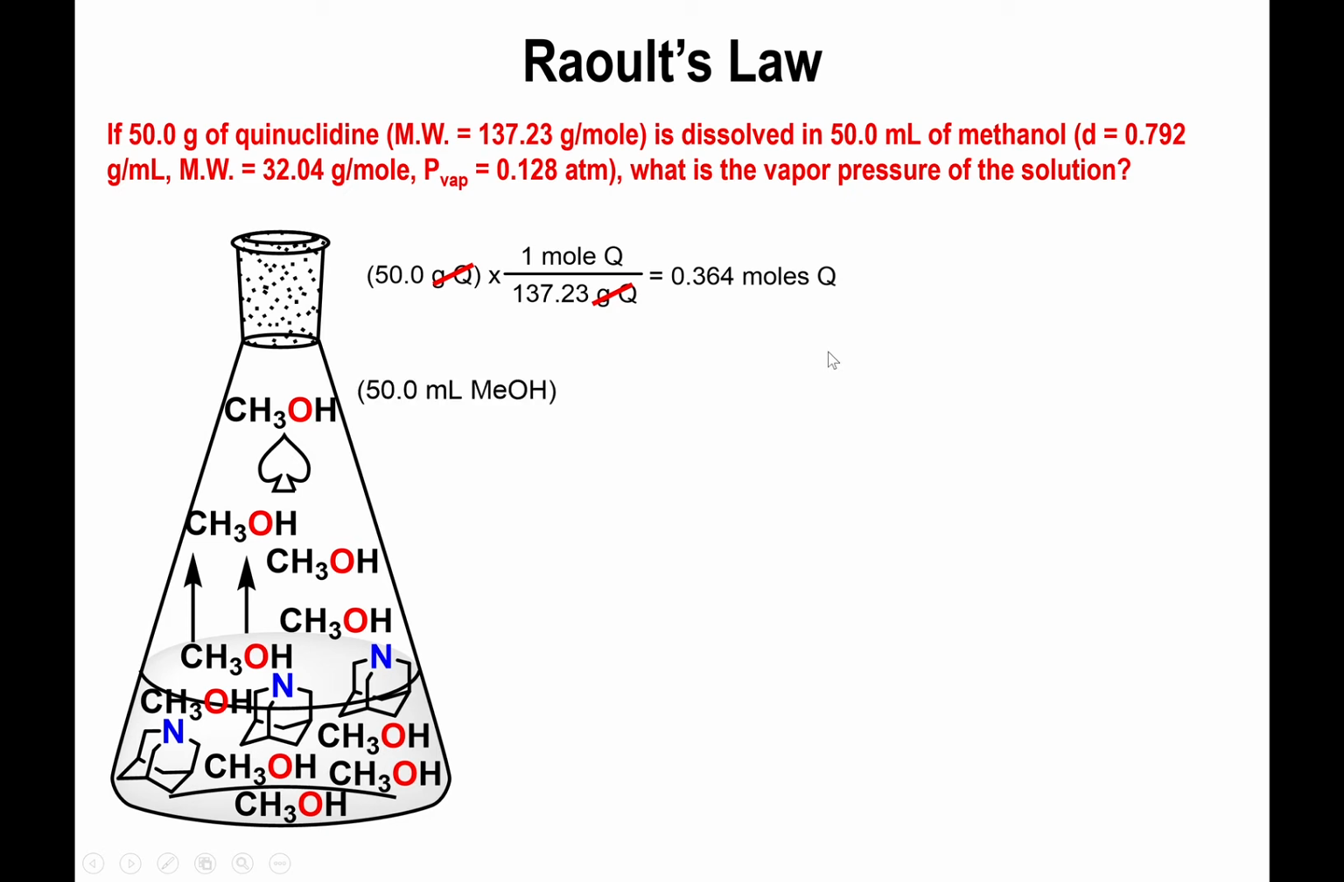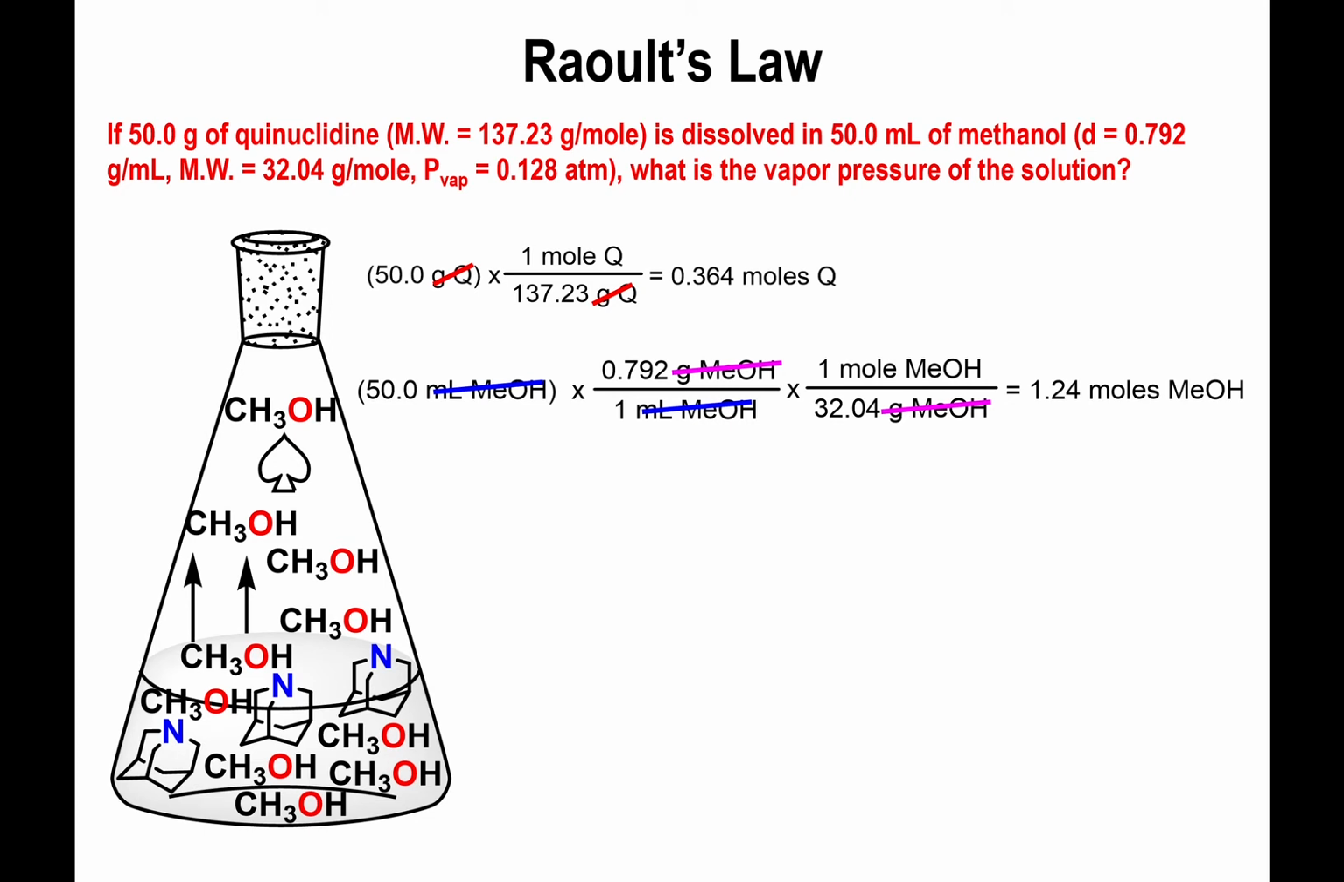Now we do the same thing with methanol, but here we have 50 mLs, so we first need to use the density to switch over to grams. mLs on the bottom, grams on top, cancel out the mLs, and now we use the molar weight to switch over to moles. So divide by 32.04 grams, that's equal to 1 mole. The grams of methanol cancel out, and now you have 1 mole of methanol on top, which upon doing the calculation, we find out that this is 1.24 moles of methanol.